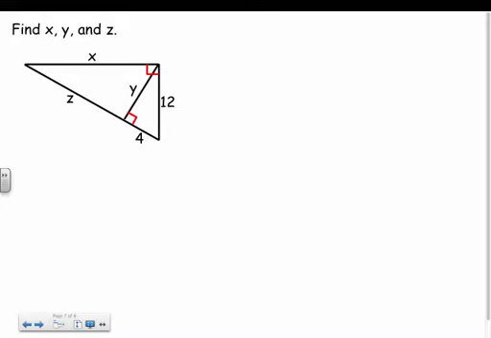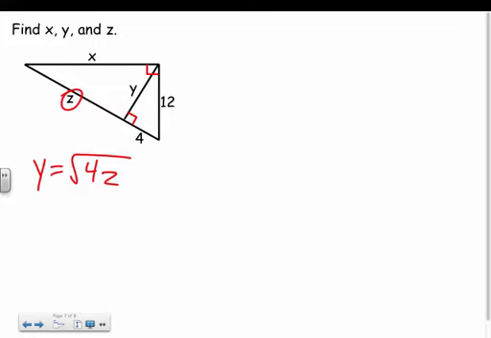Let's try something different here. I can't find x yet because I don't even know anything else with that other triangle over there. I don't know what z and y are yet, but I can find z. How could I bring z into play? Well, I couldn't do the geometric mean of the altitude because that would be y equals the square root of 4 times z. Well, I need to know what either y or z is, so I can't do that yet. Well, how else could I solve for z?